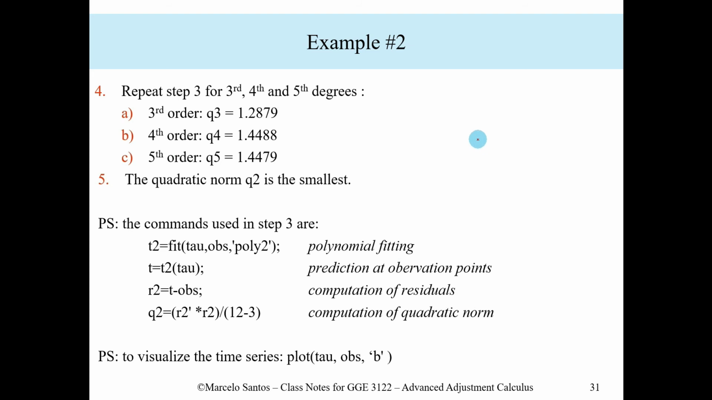And we repeat the same procedure for computing the quadratic form of the third, fourth, and fifth degrees. And here they are. The quadratic form Q2 is the smallest. Okay, so we can use these commands. The commands used in step 3 are here, a list of the commands I use. To visualize a time series, we can plot tau OBS B.